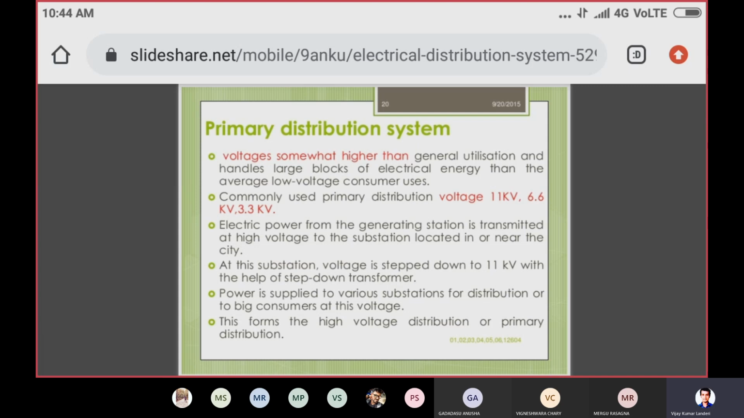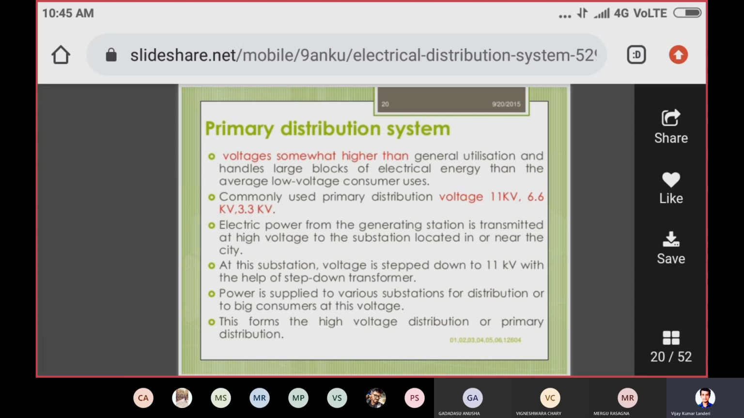So what exactly is primary distribution? Electrical power from the generating station is transmitted at high voltages to the substation located near our city. At the substation, what is happening? The voltage is stepped down to 11 kV with the help of step-down transformers. So from the generating station, the electrical energy is transmitted at high voltages to the substation, and at the substation the voltage is stepped down to 11 kV with the help of the step-down transformer.